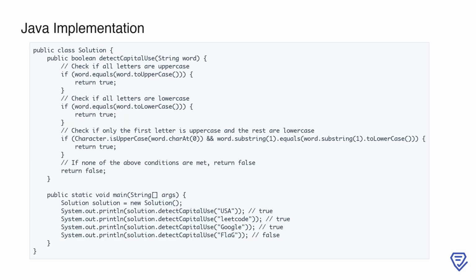This is the Java implementation of LeetCode problem number 520, Detect Capital. The logic mirrors the Python implementation, using Java-specific methods such as toUpperCase, toLowerCase, and substring to check the capitalization patterns. Key differences include explicit type declarations, Java's string class methods, and the use of charAt for checking specific characters. This solution ensures correctness and readability while adhering to Java conventions.